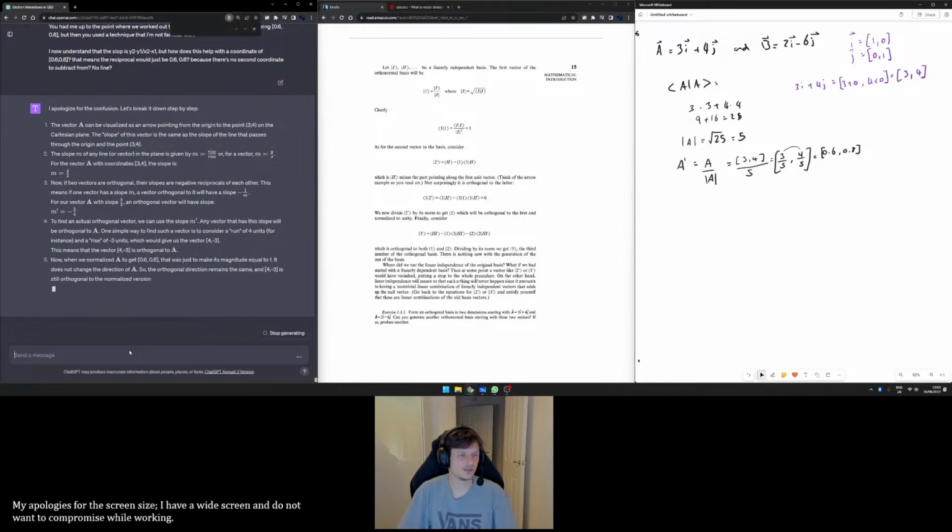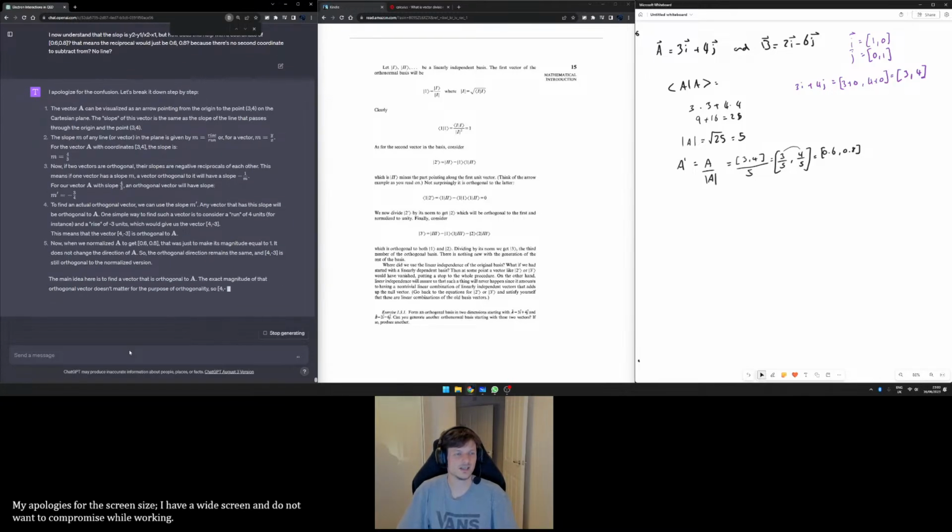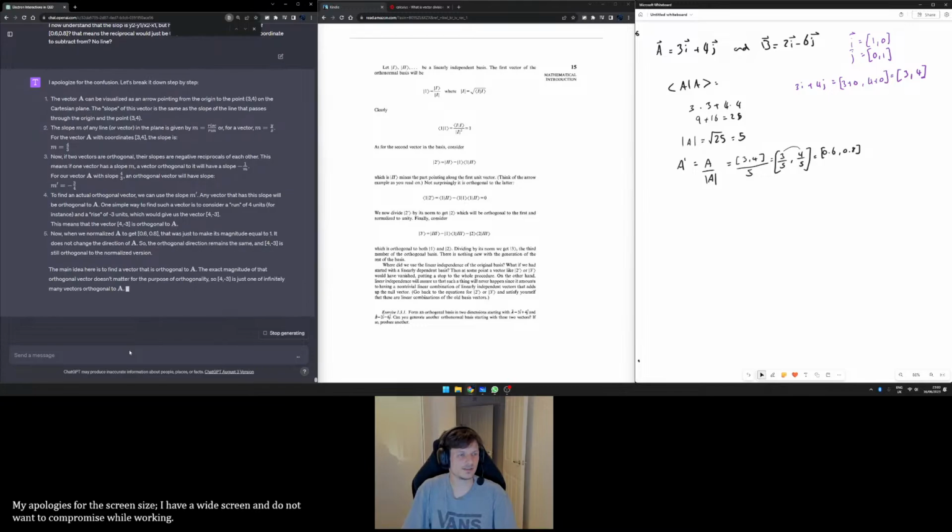Now, if two vectors are orthogonal, their slopes are negative reciprocals of each other. This means if one vector has a slope m, a vector orthogonal to it will have a slope negative 1 over m. For a vector A with slope 4 over 3, an orthogonal vector will have slope m prime equals negative 3 over 4. To find an actual orthogonal vector, we can use the slope m prime. Any vector that has the slope will be orthogonal to A.